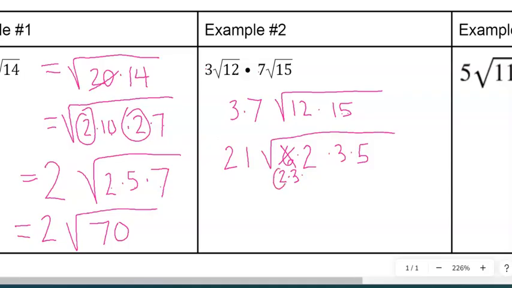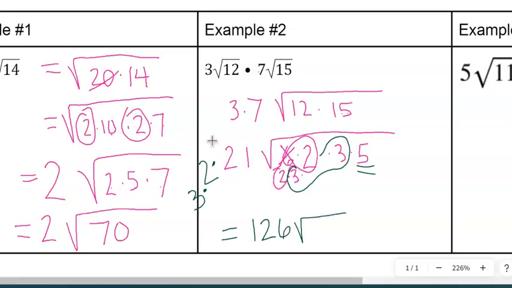So I've got a double 2, which means a 2 is going to come out to multiply, and we have a double 3. So I'm also going to multiply by a 3. The 5 is the only single that's left. So now we're going to clean it all up. We're going to multiply all the outside numbers. So 3 times 2 times 21 is 126. And the only number inside is 5. Okay, so no matter what factors you chose or what strategy or how many steps it took you, we'll all end up with 126 root 5.